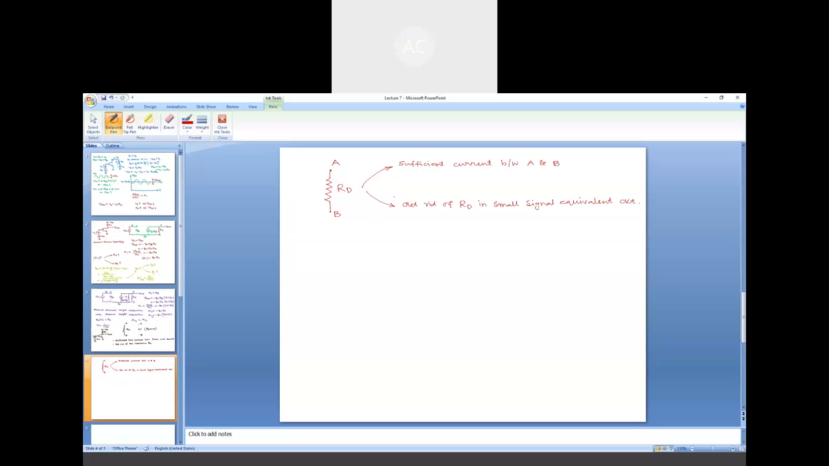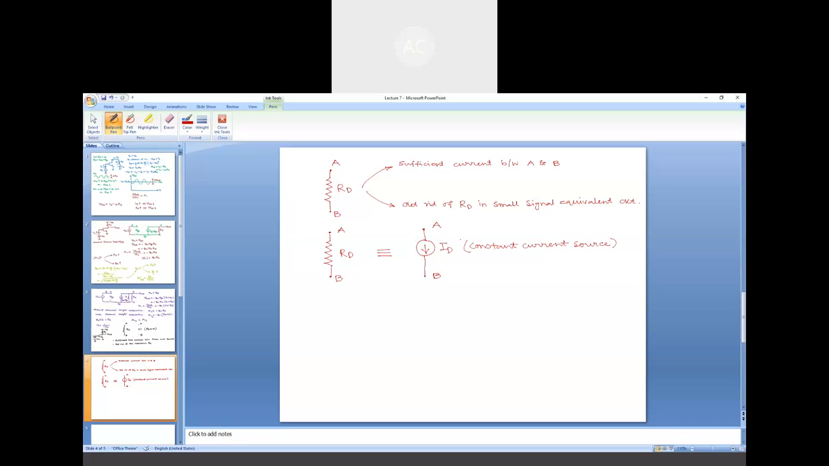So these two conditions can only be satisfied if you realize this RD by means of, if you substitute this one, by means of a DC current source connected between these two terminals A and B. So this is a DC current source, let it be ID, a constant current source. Now, had this been the case, then it will provide a constant bias current between A and B so that the device operates properly.